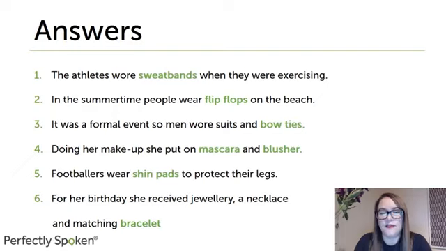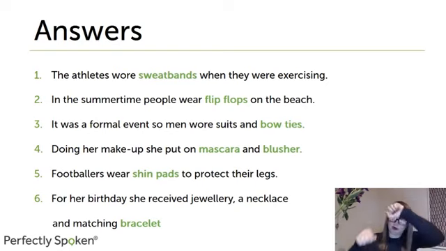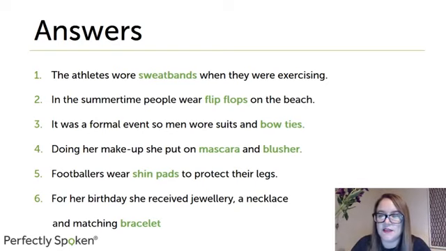Number 1, the athletes wore sweatbands when they were exercising. Remember, they're the things to absorb the sweat. In the summertime, people wear flip-flops on the beach. It was a formal event, so men wore suits and bow ties. Doing her makeup, she put on mascara and blusher. Footballers wear shin pads to protect their legs. And for her birthday, she received jewellery, a necklace and matching bracelets. Well done if you got those correct.